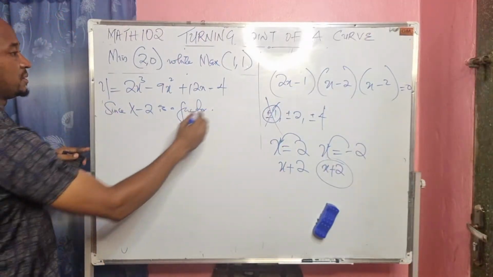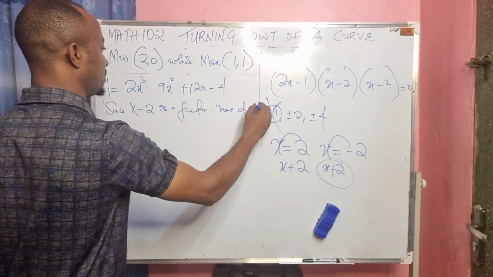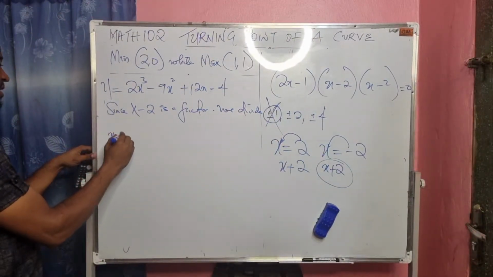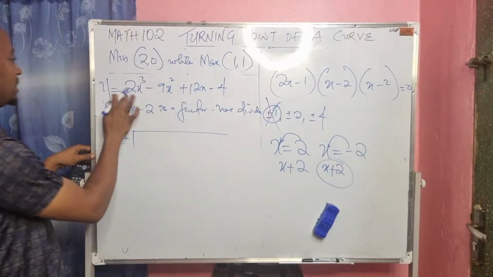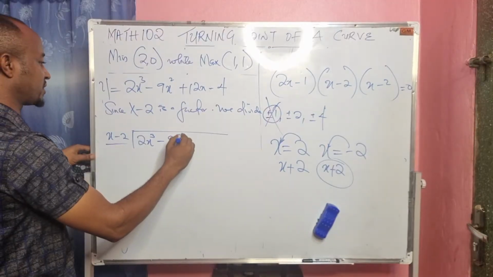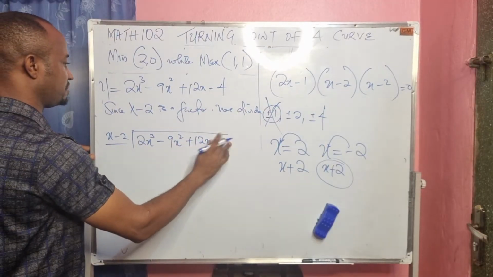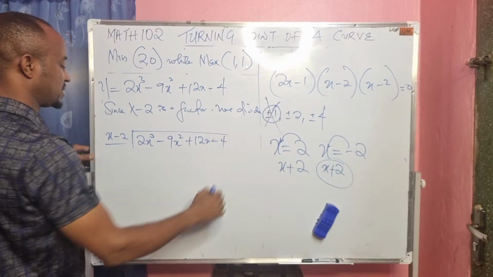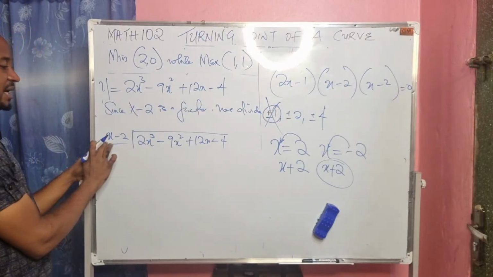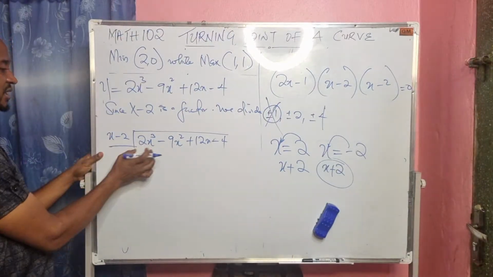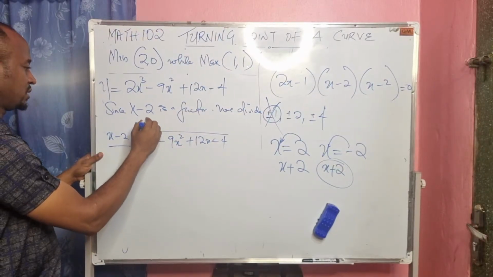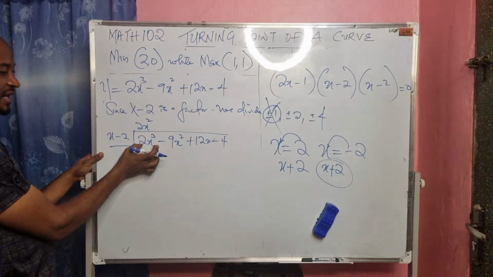So we divide using long division. Here we have x minus 2 and 2x cubed minus 9x squared plus 12x minus 4. Let's go and see. I'll divide 2x cubed by x. We have 2x squared.